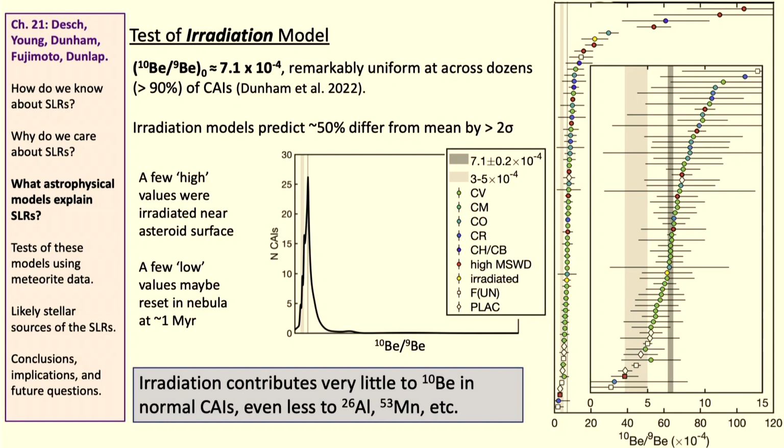And in contrast, one of these models, like if it were produced by irradiation, would predict that 50% of CAIs would differ outside of measurement errors from that peak. And so we just don't see that. And so we can conclude that irradiation contributes very little to beryllium-10, and by extension even less to the other radionuclides. There is a role for it, but not for the majority of radionuclides.